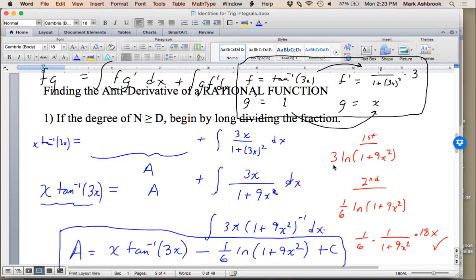So, really important example because it includes so much. It includes everything we've done in terms of these techniques, right? It has both techniques involved.